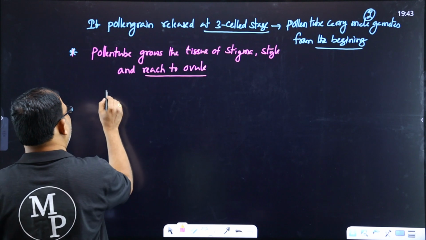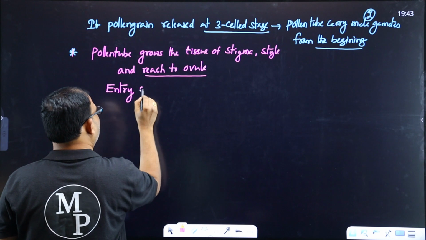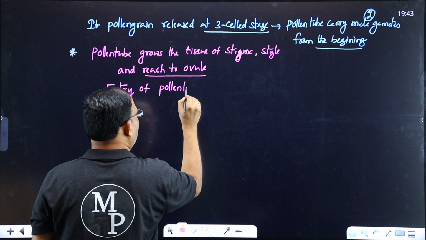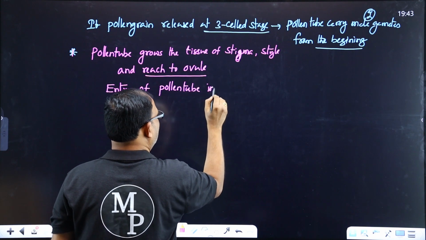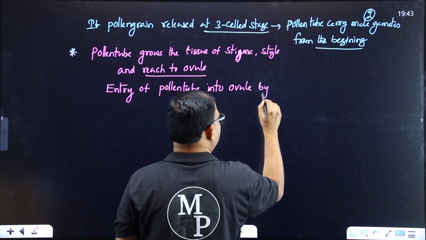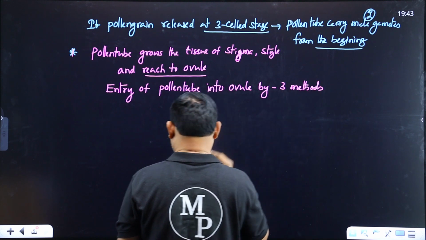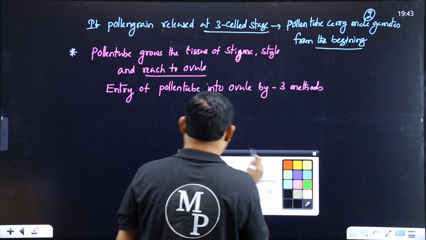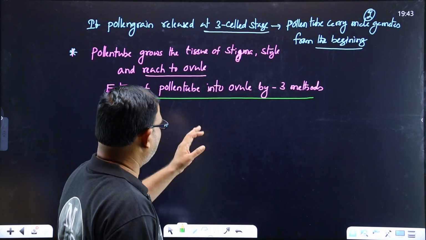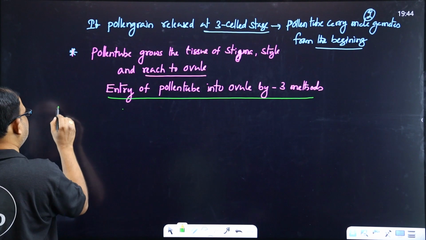Entry of the pollen tube into the ovule happens by three ways. By how many methods? Three methods. Important. See all of you. Entry of the pollen tube into the ovule is by how many methods? Three methods. So what are the three methods now? The first method is what?